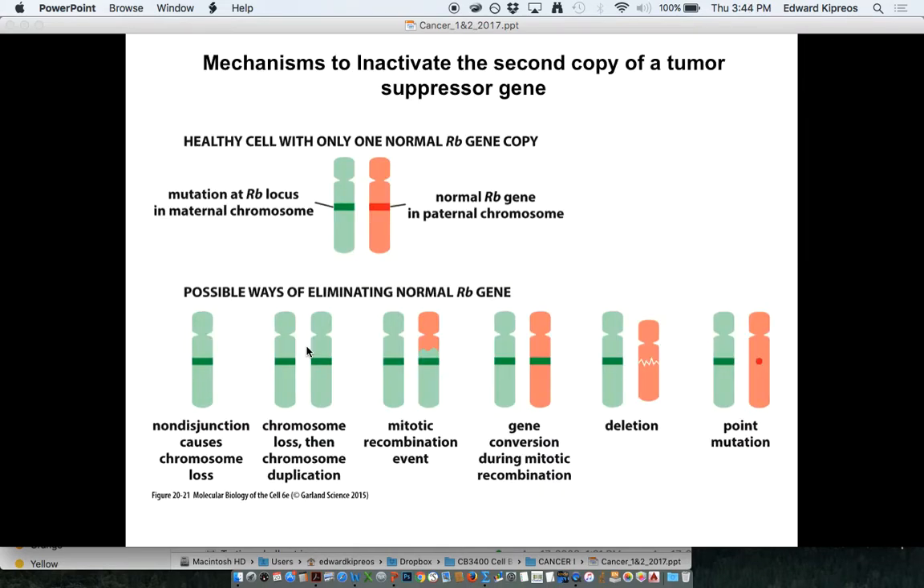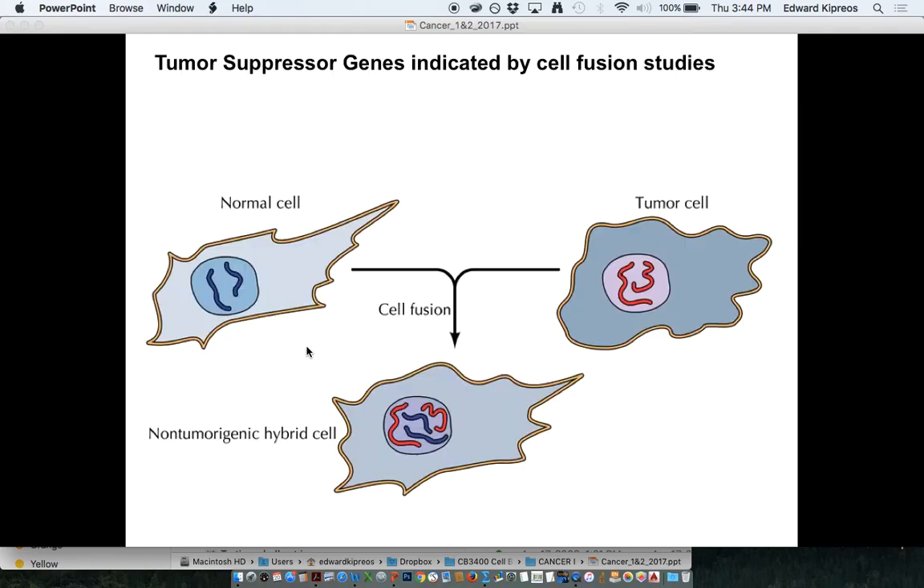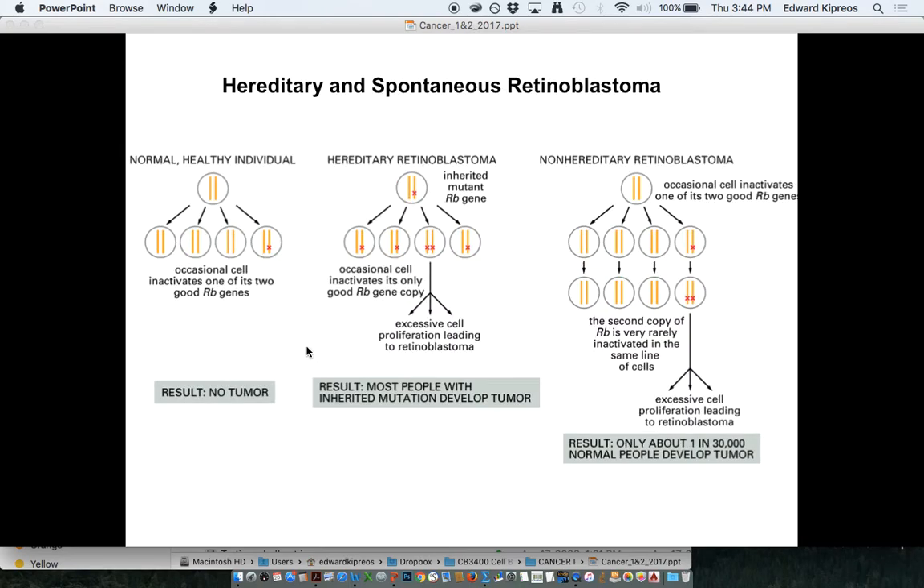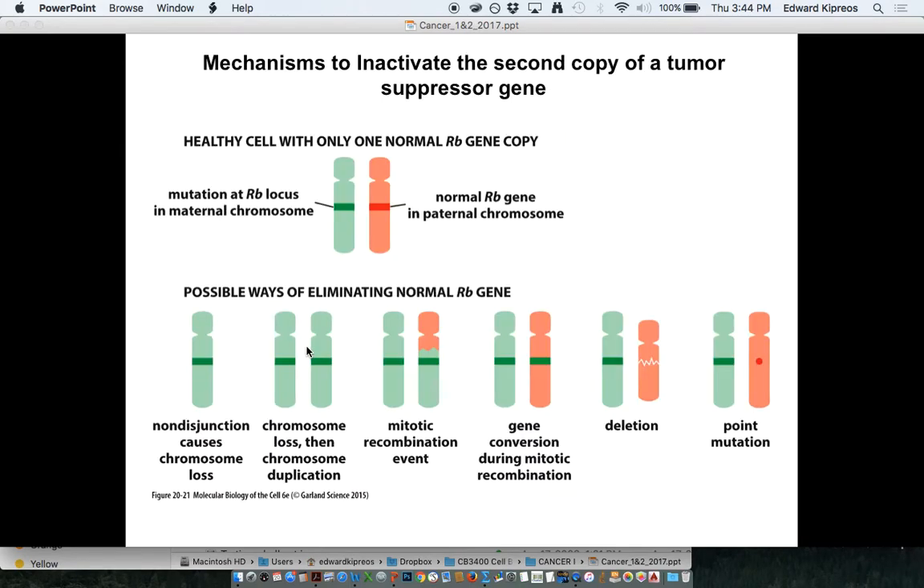Okay, so what we're going to talk about now is something general. It's not linked to the RB gene anymore. What we're going to talk about are the ways, if you have one copy mutated, to mutate the other copy. So again, we're talking about chromosome 1 from the father, chromosome 1 from the mother, or in this case, chromosome 13. So one chromosome 13 from the mother, one chromosome 13 from the father. How do you knock out the other copy?